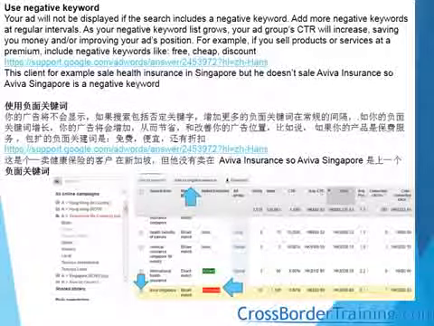Or if you want to sell at a high price, you can say cheap is a negative keyword. If you want to sell something with a high price, discount is not a good word. So you need to add some keywords where you don't want to appear.